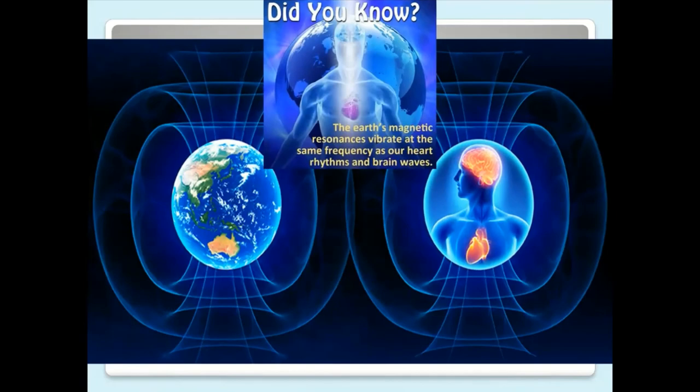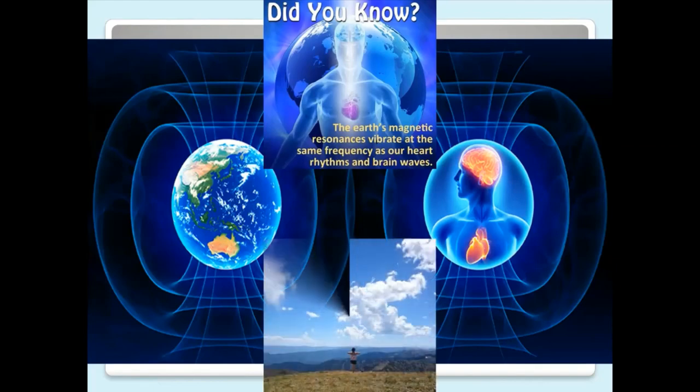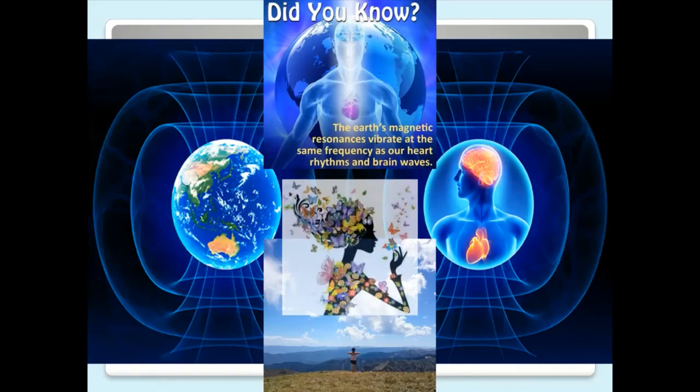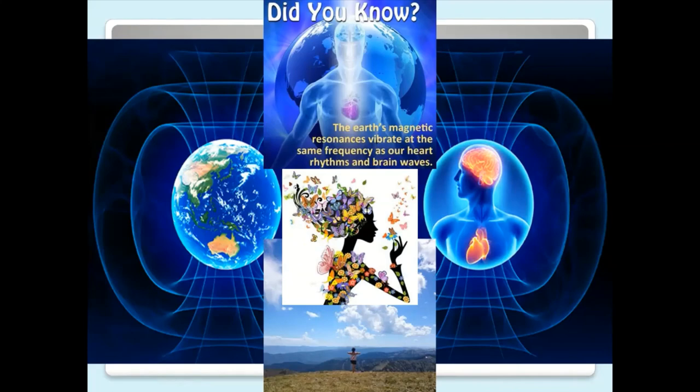The thing that's really cool, your strongest magnetic field is your heart. And the Earth's magnetic resonance vibrates at the same frequency as our heart rhythms. There's more pathways. 95% of the pathways between the heart and the brain are from the heart to the brain. The heart sending information to the brain. That's me doing Qigong. That's what I do. I've been studying for 25 years, actually longer, 26 years ago this month is when I began. And that's what I see of me when I'm doing this.